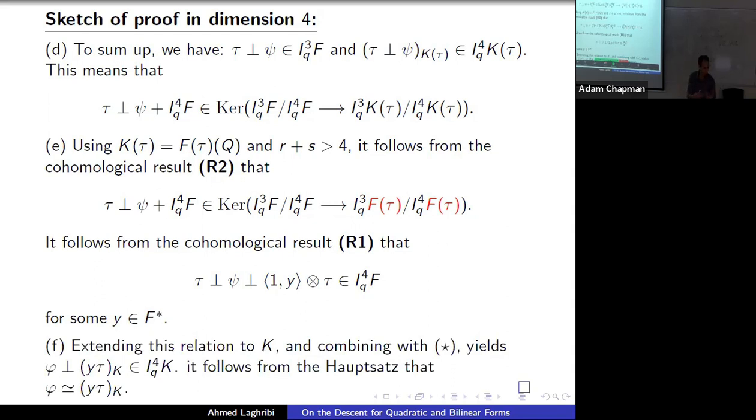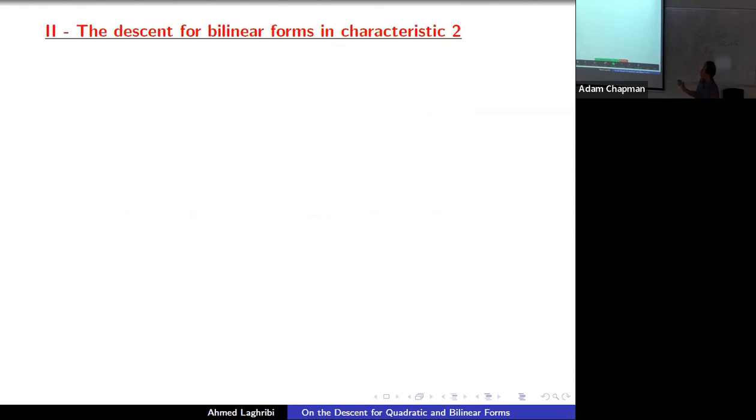Okay, so extending to K. So, you know, we start with the Clifford algebra, and we try to increase the degree, etc. This is the idea, but when the arc invariant of phi is not trivial, it becomes hard. Okay, this is what I would like to say about the descent for quadratic forms in characteristic 2.